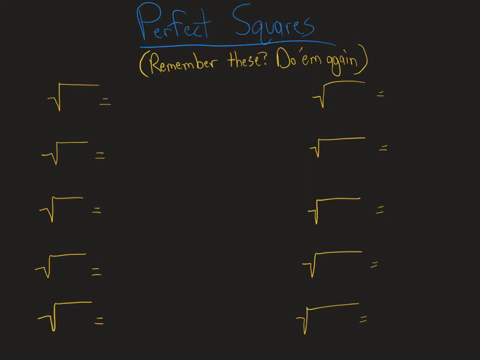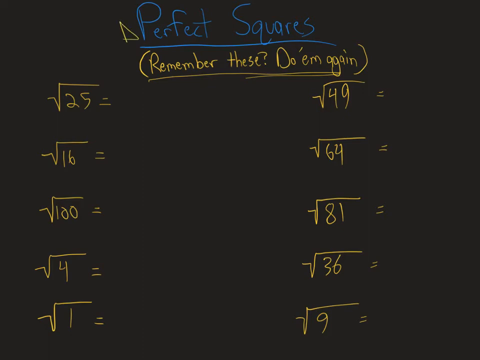Okay, perfect squares. Remember these? We did them the other day. Oh, and I didn't even fill them in. Why don't you fill these in? Now, fill those in. What is the square root of 25 or 16 or 100? These are all perfect squares, meaning they'll come out evenly. And remember, when you don't see anything right there, it's always the invisible 2. Go ahead and fill these in.